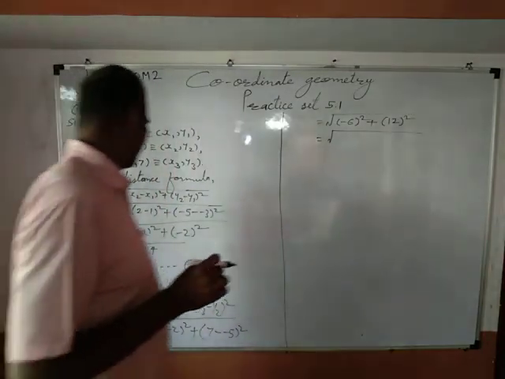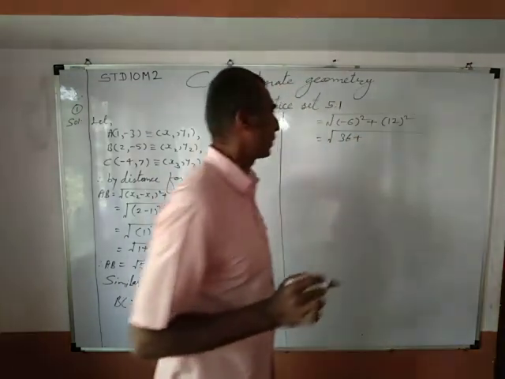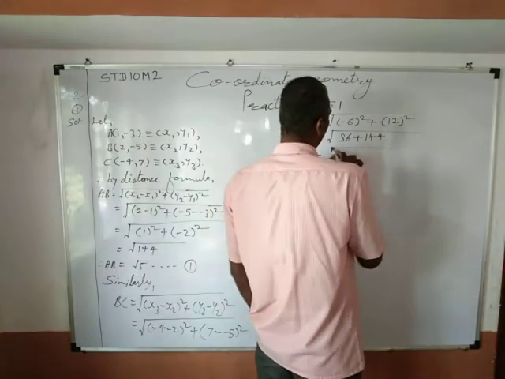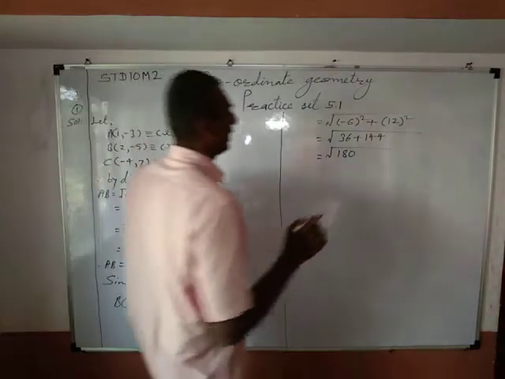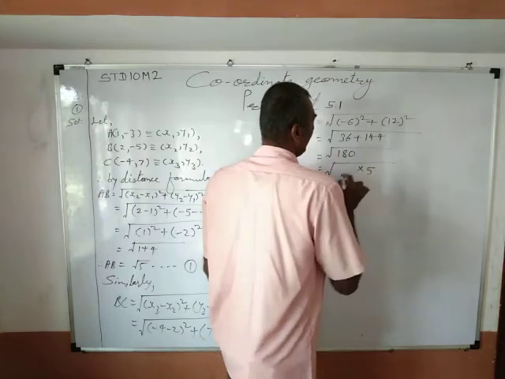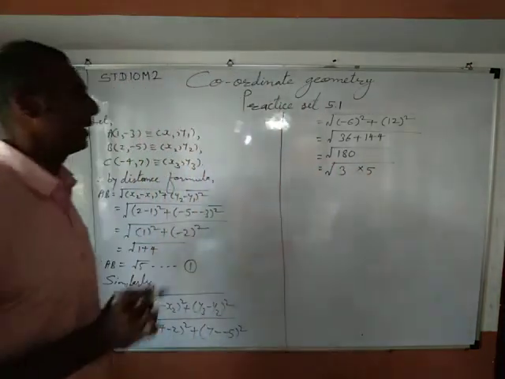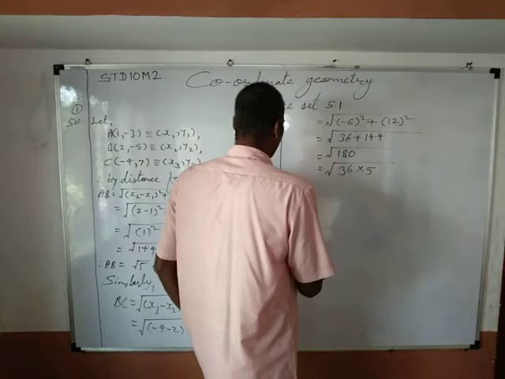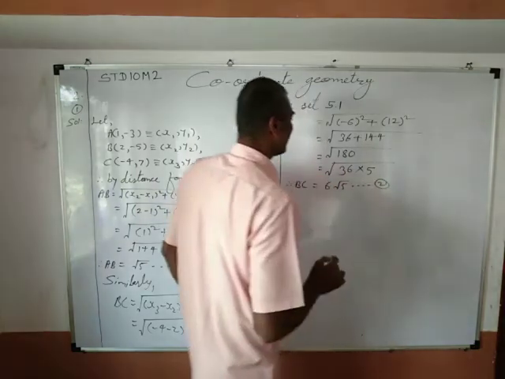That equals under root square of 6 is 36 plus square of 12 is 144, equals under root 180. 180 we may split as 5 into 5 threes are 15 and 5 sixes are 30, and therefore BC equals 6 root 5. Equation second.